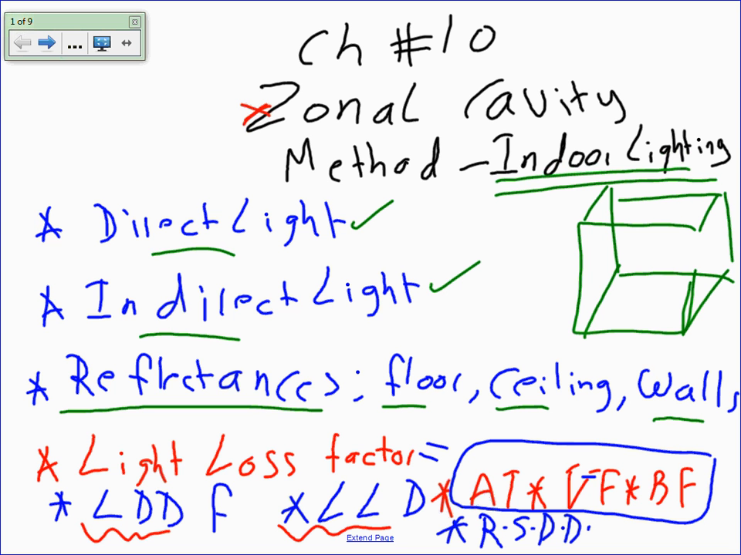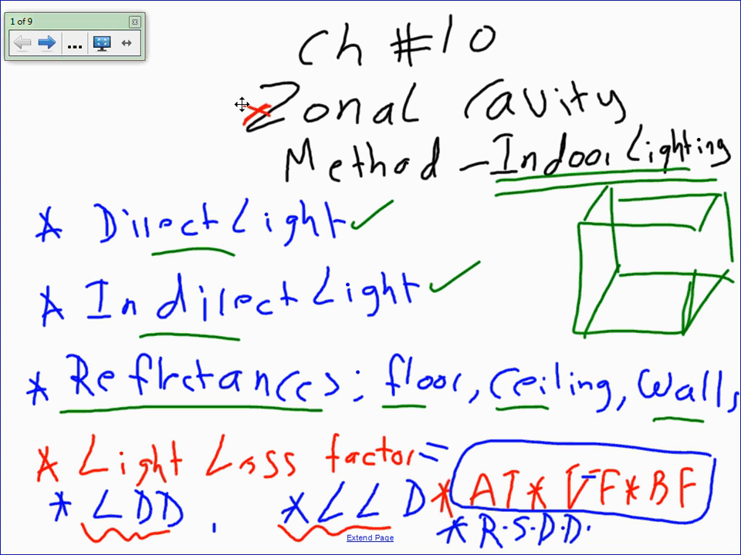Explain what they are one more time. AT is ambient temperature. Voltage also, VF, voltage factor. If the voltage varies, it will affect the performance of the fixture. So you have to take this into consideration. Ballast factor is BF. What else do we have here? Room surface depreciation factor, RSDD, and lamp lumen depreciation factor, LLD. And the first one is lumen dirt depreciation. All these are factors that affect the light loss factor.